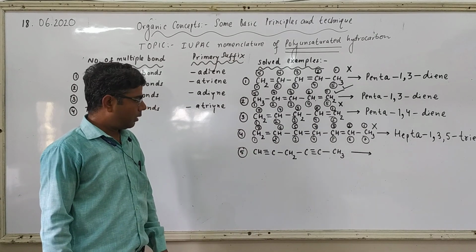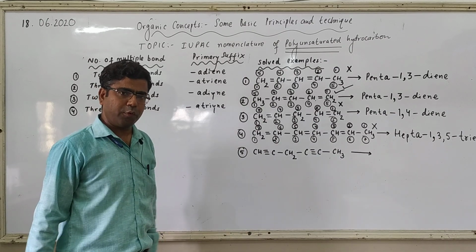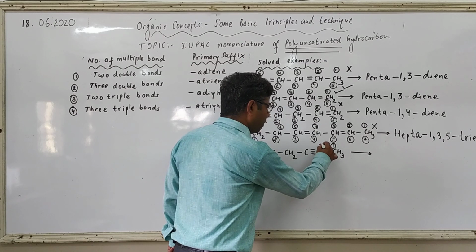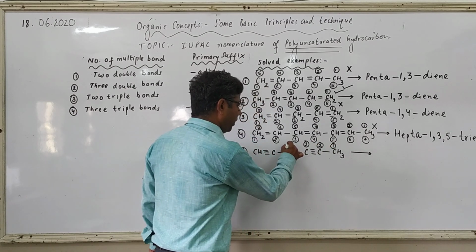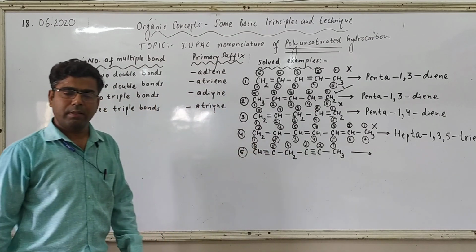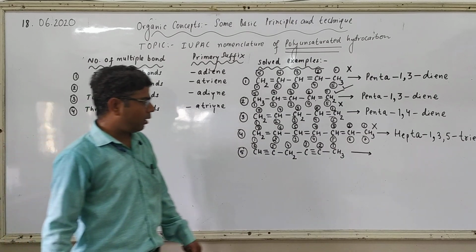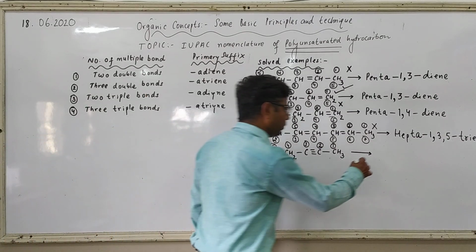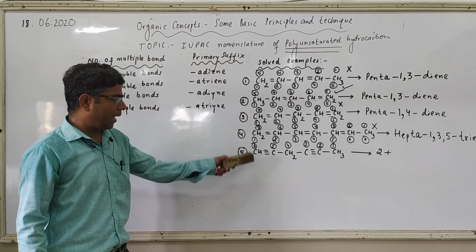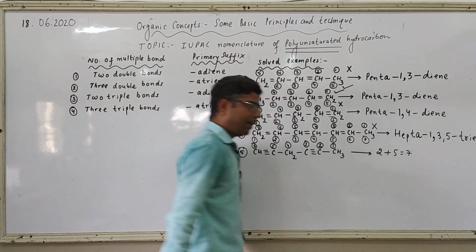Last case containing 2 triple bonds. Again same rule we have to follow. Start our counting from right hand side. 1, 2, 3, 4, 5 and 6. Check the sum of the position of the triple bonds. First triple bond between 2 and 3, use the lowest number 2. Plus second triple bond between 5 and 6, use the lowest number 5. 5 plus 2 equals 7.